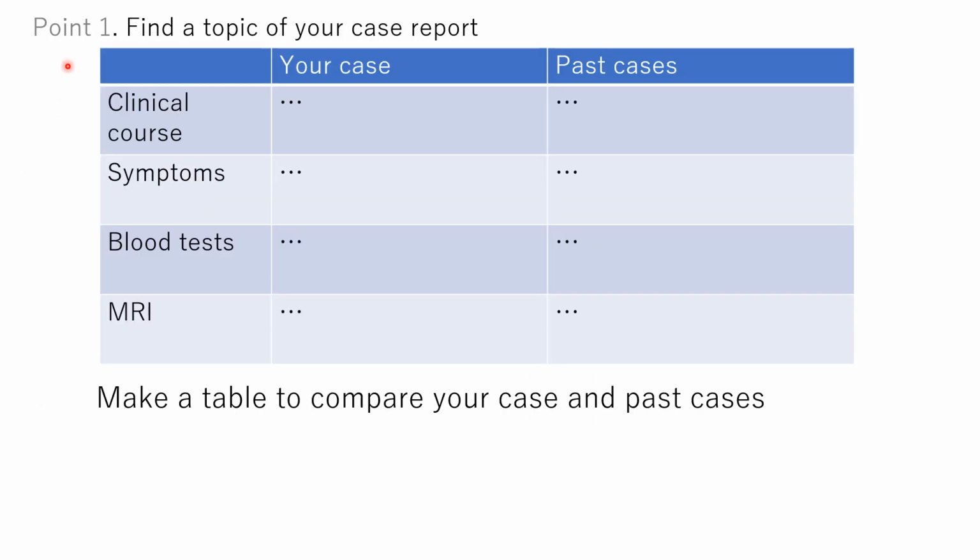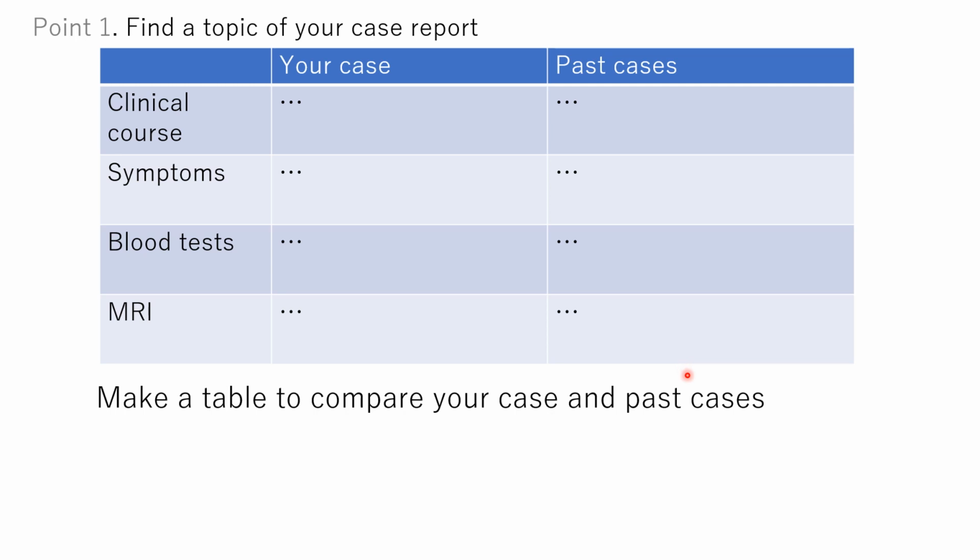To find the topic of your case report, make a table to compare your case and past cases like this. The left column includes any kind of clinical information like clinical course, symptoms, blood test, MRI, and everything comes to here. And fill in the facts in your case and past cases.